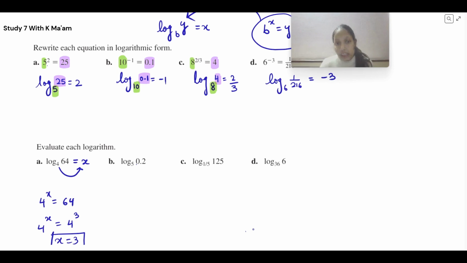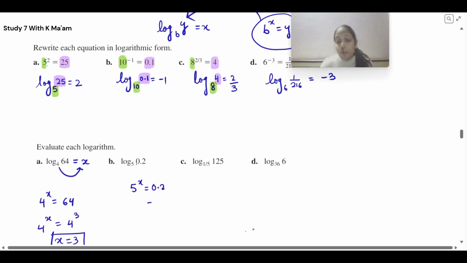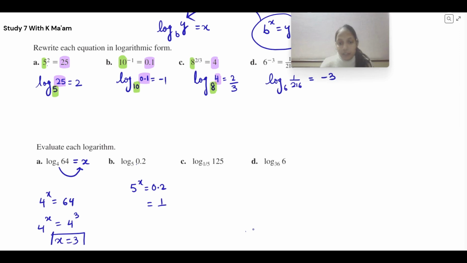So here, what should be the power of 5 so that your answer is this? Your answer is 0.2. What is 0.2? 2 by 10. What is 2 by 10? 1 by 5. 1 by 5 can be written as 5 power negative 1. This is 5 power x, so x is negative 1.